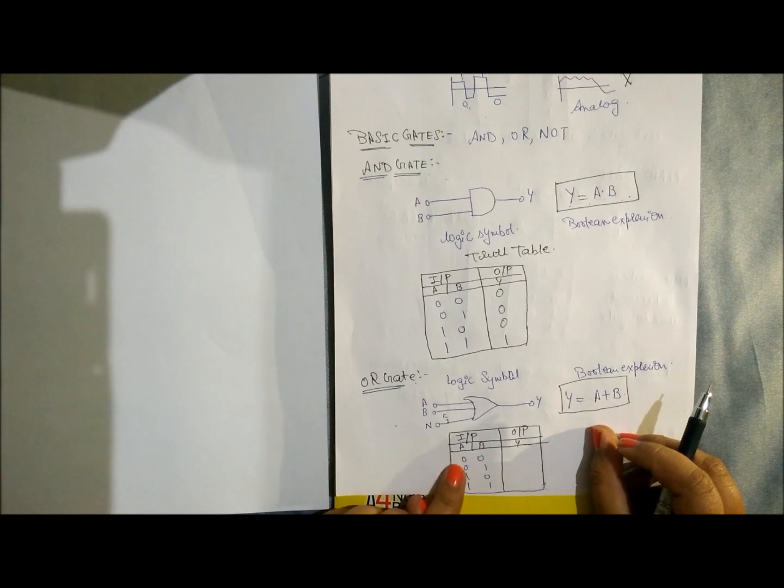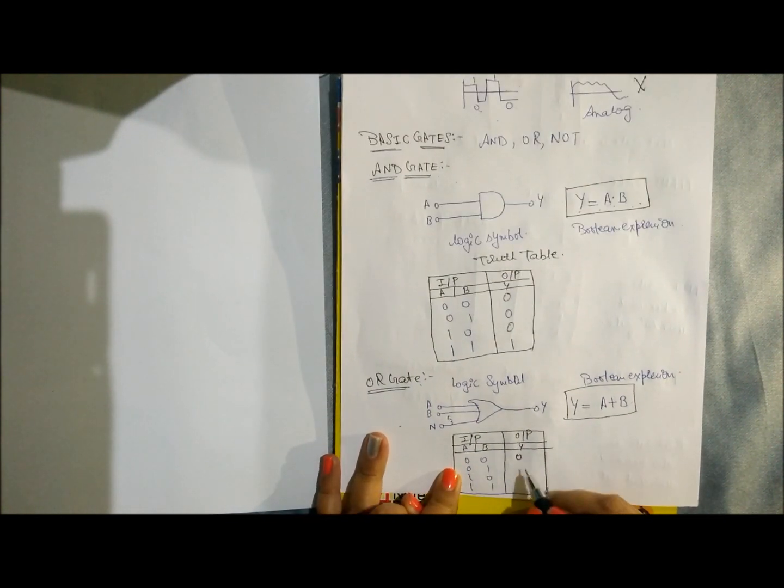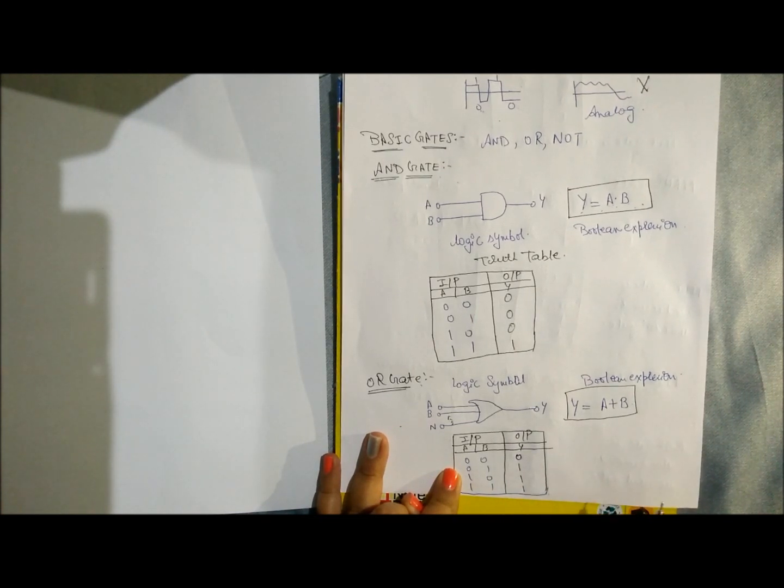In the OR gate, it is 0 plus 0, that is 0, 0 plus 1, that is 1, 1 plus 0 is 1, 1 plus 1, that is 1. You can't count it as 2 because it is digital, and in digital you have only two values, that is 0 and 1.